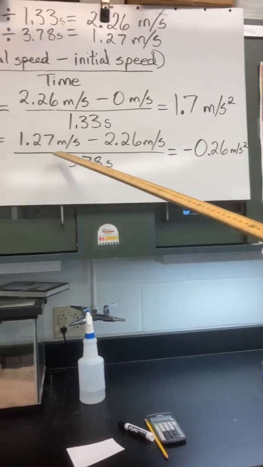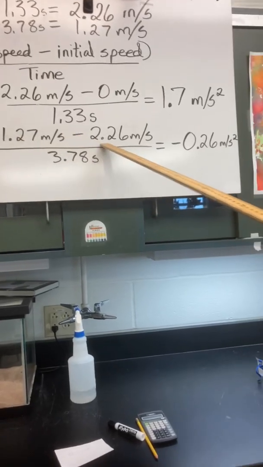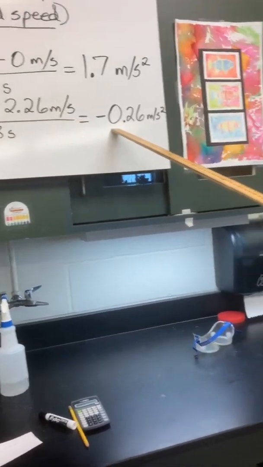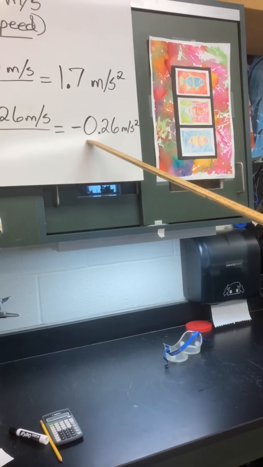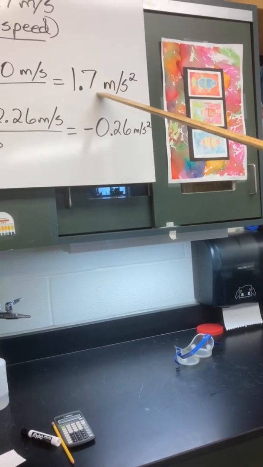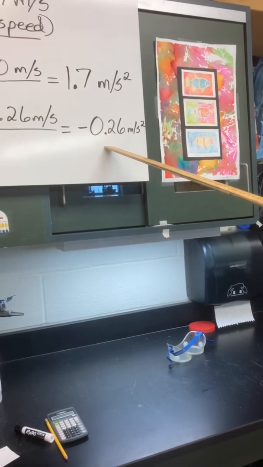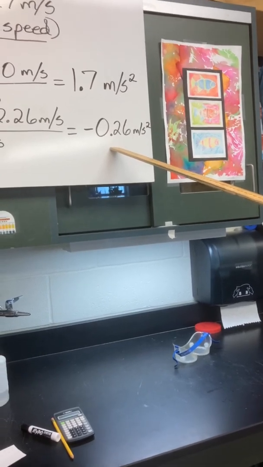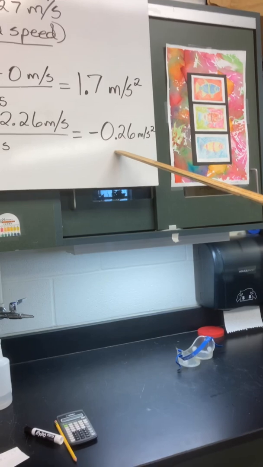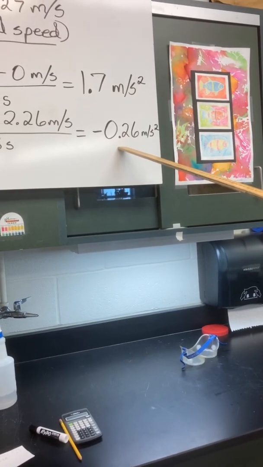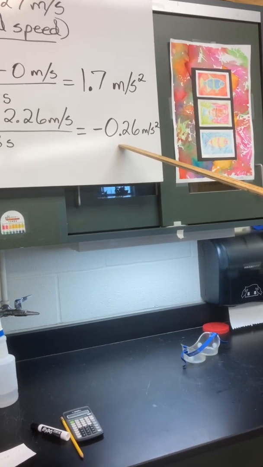Now notice, because we're taking a slower speed minus a faster speed, we're getting a negative acceleration, because it wasn't speeding up anymore, it was slowing down. So that's why acceleration can be speeding up or slowing down or changing direction, because often you speed up or slow down when you change direction.